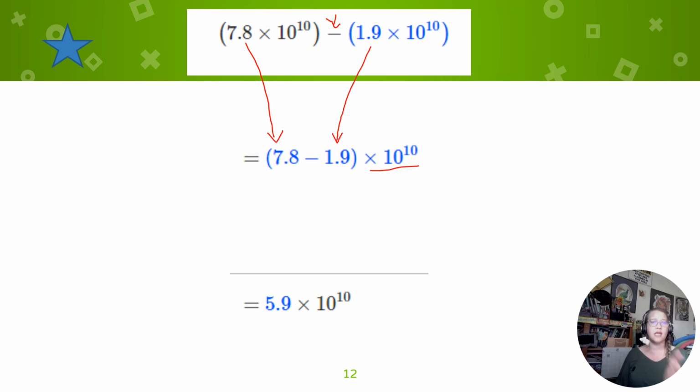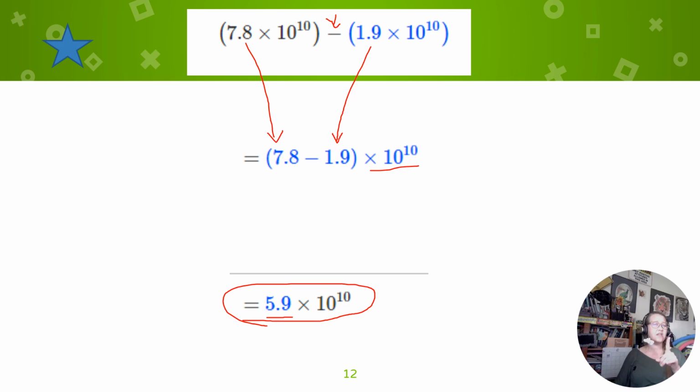Boom, boom. And then for the last step, all you need to do, either by hand or in your calculator, is 7.8 minus 1.9, which gives me 5.9. And our answer would be 5.9 times 10 to the 10th.